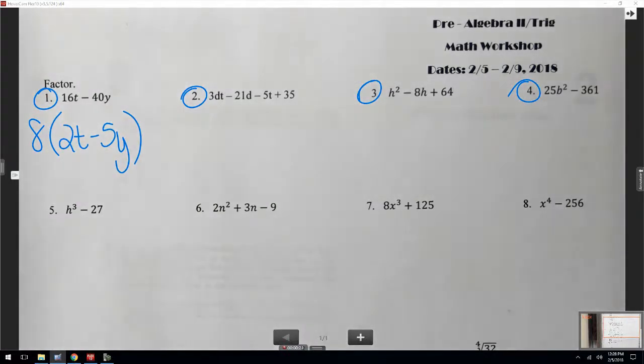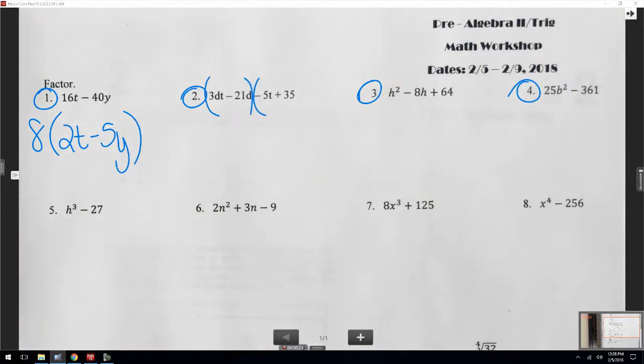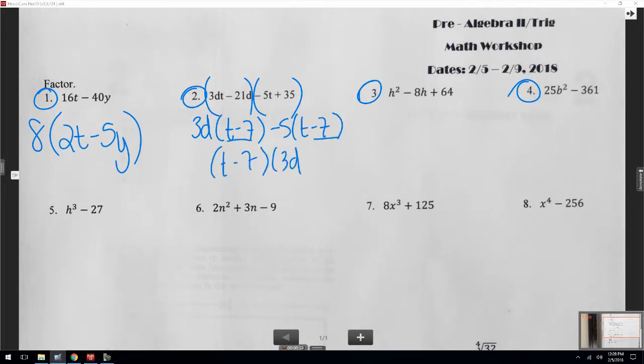All right, what about number 2? Grouping. There you go. What's the first 2 have in common? 3d, which leaves you with t minus 7. All right, what's the second 2? Negative 5, which leaves you with? There you go. Parentheses match up. So t minus 7 and 3d minus 5.